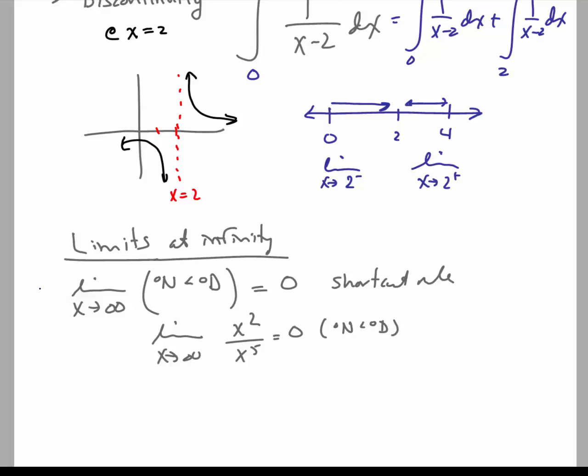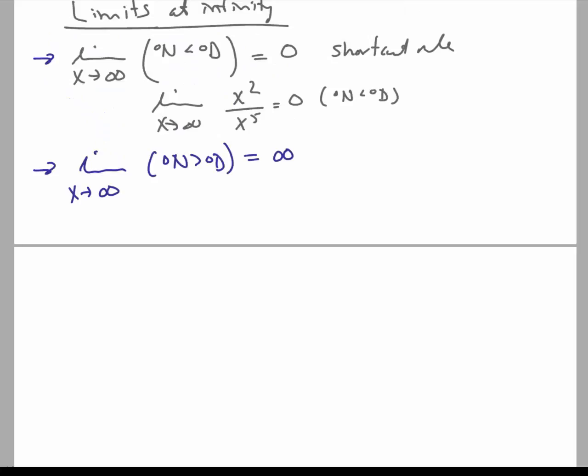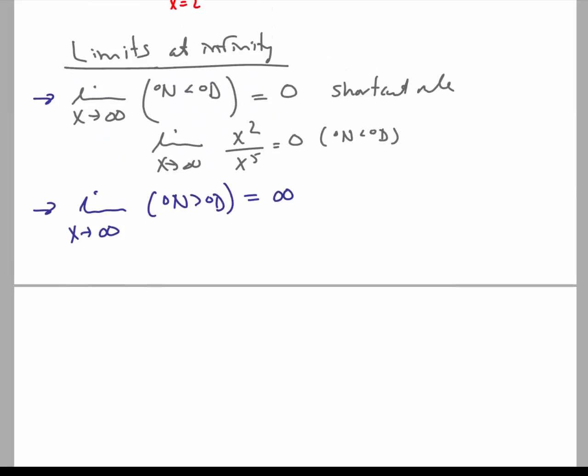Here's another shortcut rule. Let's look at the limit as x approaches infinity, and we could look at negative infinity here as well. If the degree in the numerator is greater than the degree in the denominator, this is going toward infinity. The last time we looked at these was in terms of horizontal asymptotes, so those still hold true about a horizontal asymptote not existing here. But this is going toward infinity.